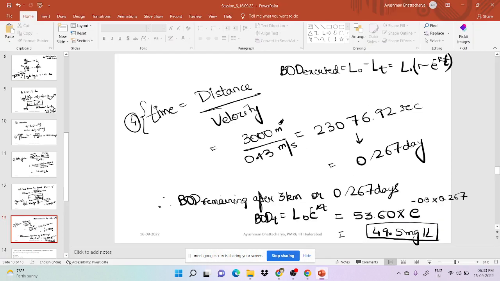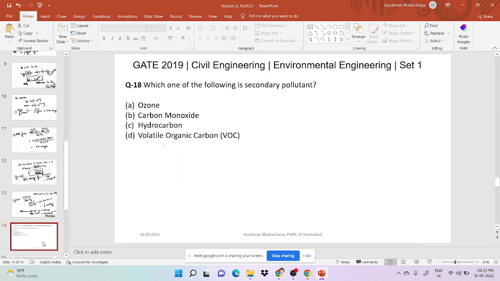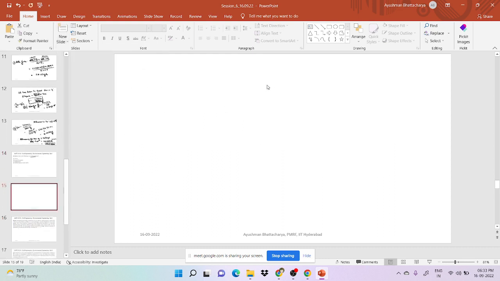Okay. So, moving on to the next question: which one of the following is a secondary pollutant? The options given are first, ozone; second, carbon monoxide; third, hydrocarbon; and fourth, volatile organic carbon. Before solving this question, we should first know what a secondary pollutant is and what the other pollutants are, based on the classification of air pollutants.